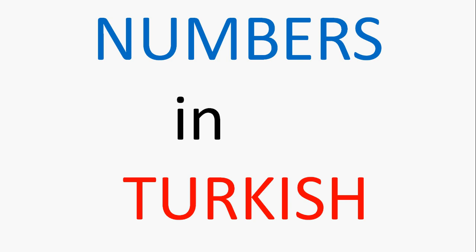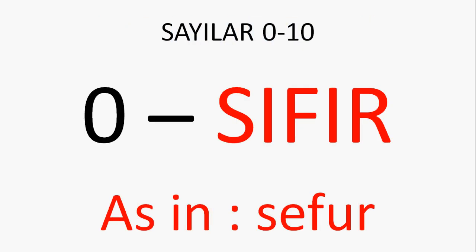Today guys, I will help you learn how we use numbers in Turkish. For numbers, for this title, we say in Turkish sayılar. Now, as you see here, there are numbers from 0 to 10, which means sıfırdan ona kadar sayılar. Sıfır, zero. On, ten.